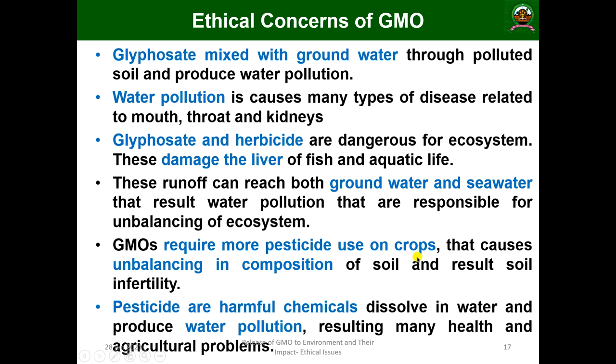Okay, so rather than normal pesticide use, they require more pesticides. That causes an imbalance in the composition and fertility of the soil. The nitrogen, phosphorus, potassium, all this natural fertility of the soil will be completely gone, and it creates problems in the ecosystem.